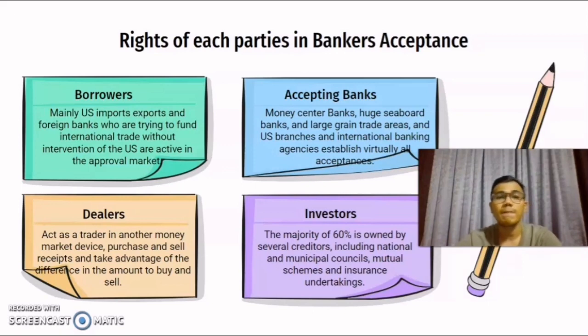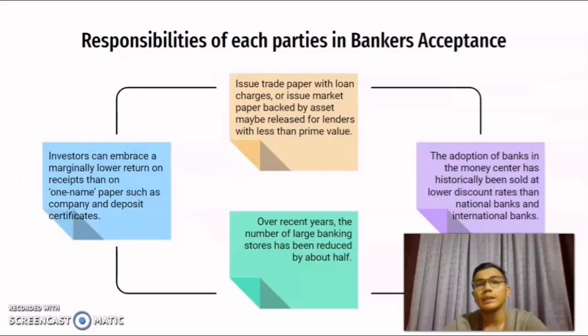Third is dealers. The dealers act as traders in another money market device, purchase and sell, and take advantage of the difference between the buy and sell amounts. Fourth is investors. The majority of 16% is held by several creditors including national and municipal councils, mutual schemes, and insurance undertakings. Okay, next I would like to explain about the responsibility of each party in bankers' acceptance.